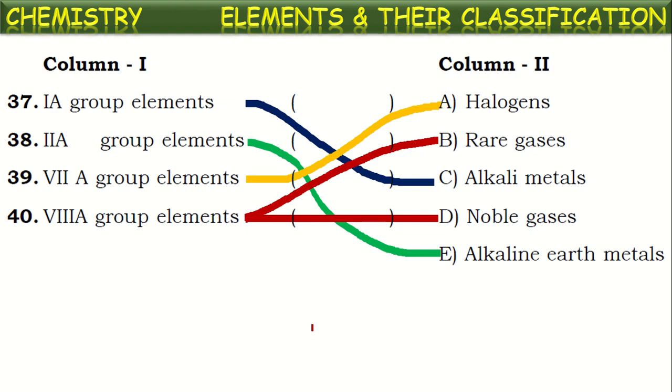Next, second A group elements. What are those? Beryllium, magnesium, calcium, strontium, barium and radium. These elements are called alkaline earth metals. Next, seventh A group or 17th group elements: fluorine, chlorine, bromine, iodine, astatine. These are called halogens, which means salt formers. 8th A group elements: helium, neon, argon, krypton, xenon and radon. These are called noble gases, rare gases or inert gases. And this group contains completely all gaseous elements. Because of this, they are also called aerogens. Okay, there is one matching.